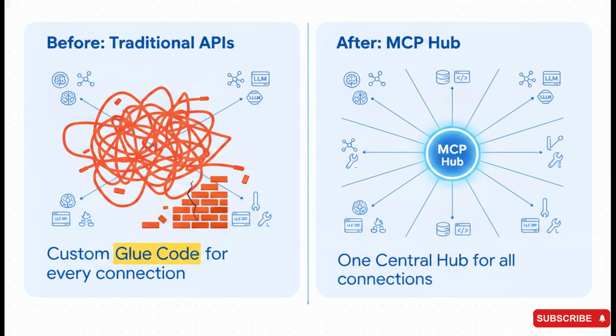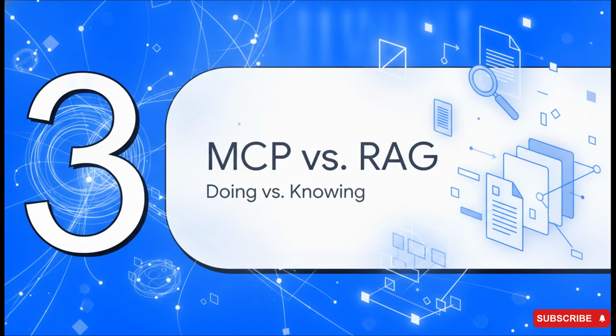Because look, context is key to making AI effective. Without it, responses are just generic. MCP solves this by completely collapsing that integration wall. Part 3, MCP versus RAG. This is all about the crucial difference between doing versus knowing. Let's contrast MCP with another framework you've probably heard a ton about, Retrieval Augmented Generation, or RAG.